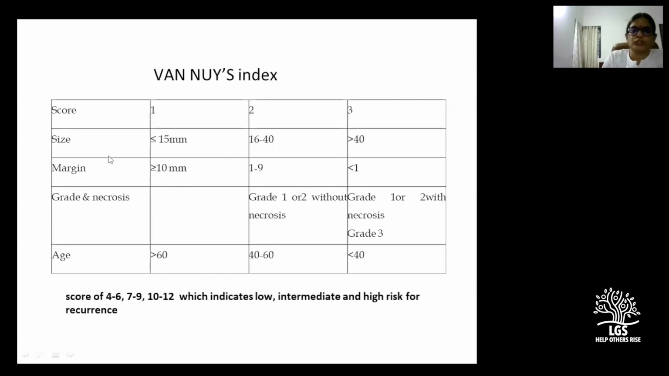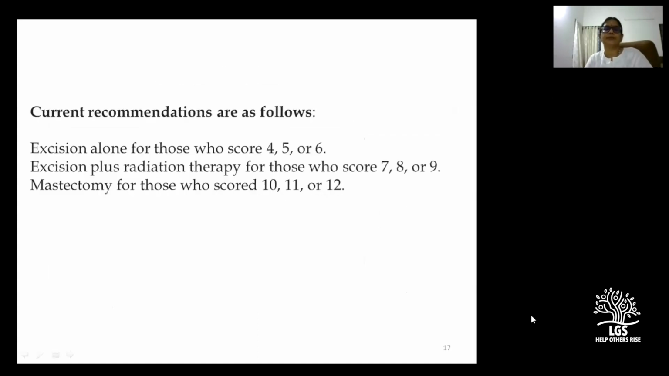This particularly applies for patients who undergo breast conservation for DCIS. The Van Nuys prognostic index uses a score given for size, margin, grade, necrosis, and age. Each one is scored: size less than 15 millimeters, 10 millimeters, age 60 or more than 60 years, and grade, each given scores of 1, 2, 3. If you total it up, if the scores are between 4 and 6, then no further radiotherapy is required. But if it falls under 7 or 8, it comes under intermediate risk. 10 and 12 is high risk for recurrence. So these two categories will require radiotherapy, and the 10 and 12 may actually end up requiring mastectomy rather than just breast conservation.